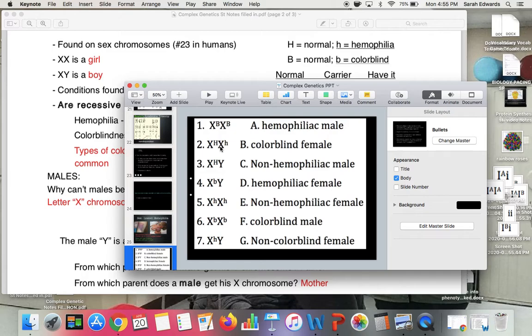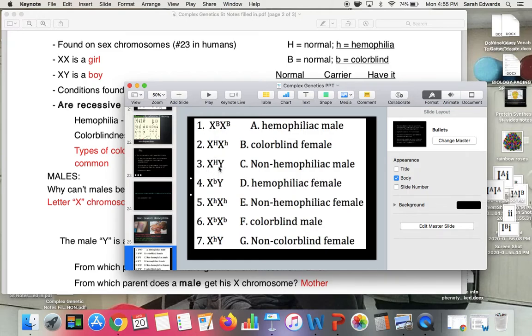What about this person? Is it a girl or a boy, first of all? If you thought girl, you'd be right. Is this girl normal or is she a hemophiliac? Well, we come over here. The capital H is normal. Even though, yes, she has a lowercase h, the capital H dominates. So this is a normal female that is not a hemophiliac. So here we go, letter E, number 2. She is a non-hemophiliac female. She is a carrier, though, and could pass it on to her babies.